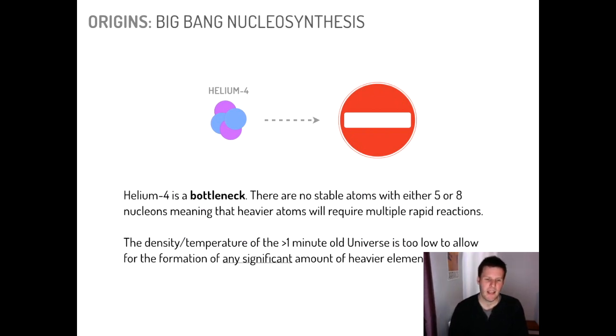Now, it turns out helium-4 is a bottleneck. If you want to fuse beyond helium-4, the problem is that there are actually no stable atoms with either 5 or 8 nucleons. So you can't take helium-4 and glue on an extra proton, that's unstable, and you can't take helium-4 and glue on another helium-4, that's unstable. Okay? So in the very early universe, the density or temperature is never high enough to actually allow us to form any significant amount of heavier elements. We do form small amounts of lithium and beryllium, but very, very small amounts compared to what is formed later.